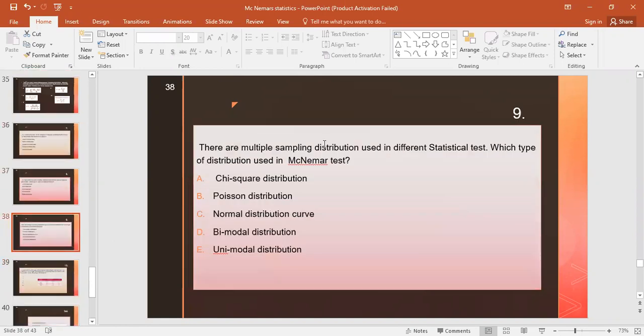There are multiple sampling distributions used in different statistical tests. Which type of distribution is used in the McNemar test? Chi-square distribution, Poisson distribution, normal distribution curve, bimodal distribution, or unimodal distribution. A is the right answer, chi-square distribution.